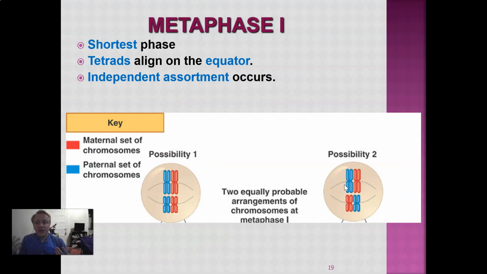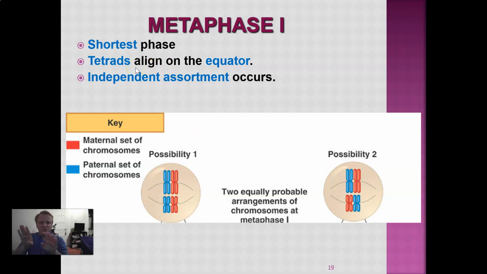Okay, so we're still in meiosis 1. We've just finished up prophase 1 where those homologous chromosomes got together and crossed over. So now we're entering metaphase 1, the second phase of meiosis 1. And this is the shortest phase.